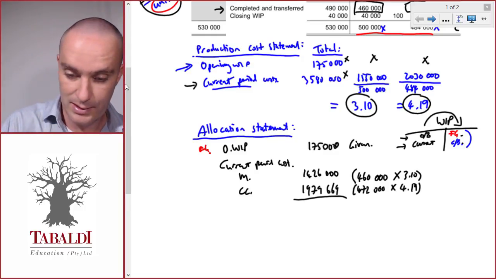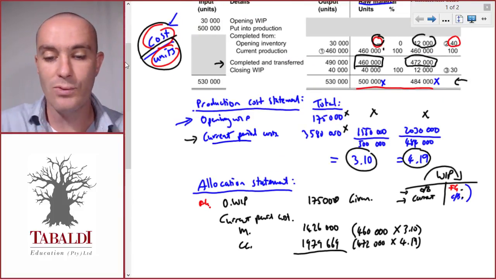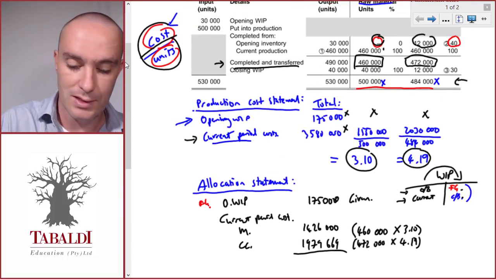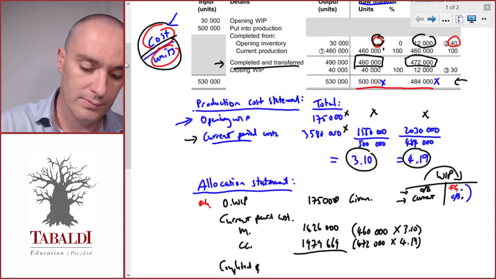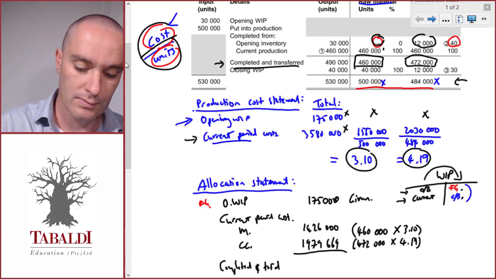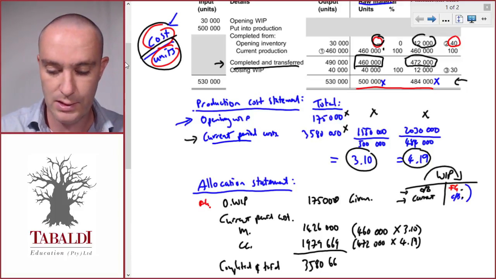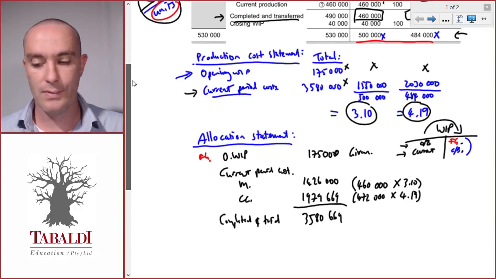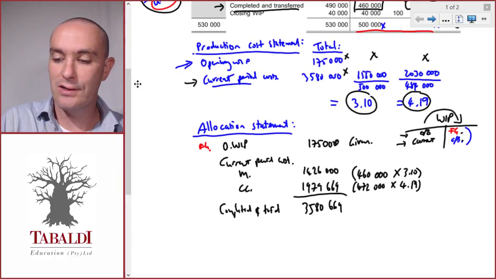So now we have our opening work in process, all our current period costs. So this is current period costs that were completed and transferred. So this adds up to our completed and transferred, which would be 3,580,669. And now, so that's our finished goods.